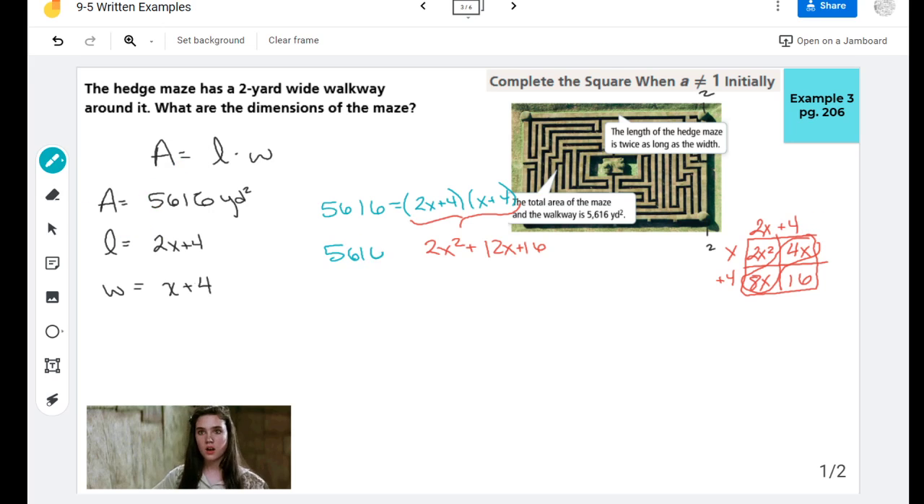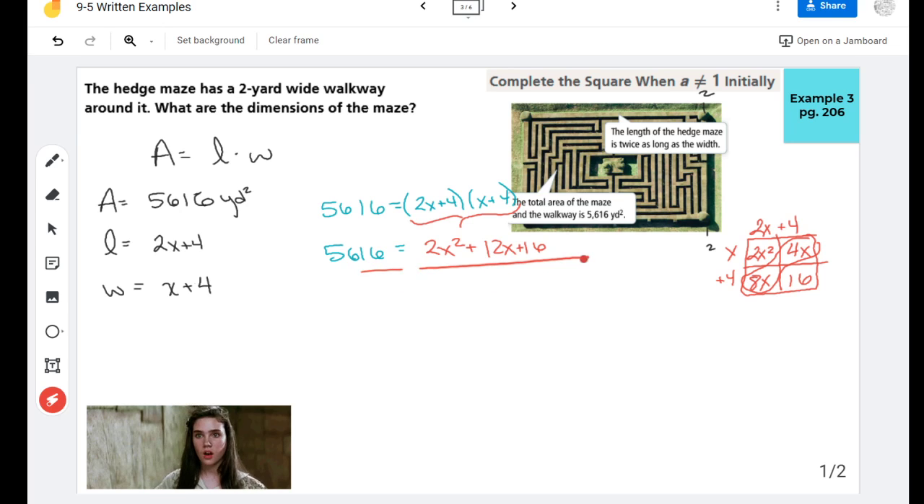Now I realize I'm a little bit vague about where these expressions come from. I'm calling the width x, but then adding 4 for the walkway. So on the length where it's double the width, that's where the 2x is coming from, but then I have to add the 4 for the walkway. Don't put an 8 here because that 4 was not doubled, okay?